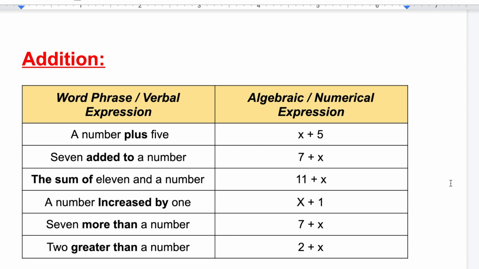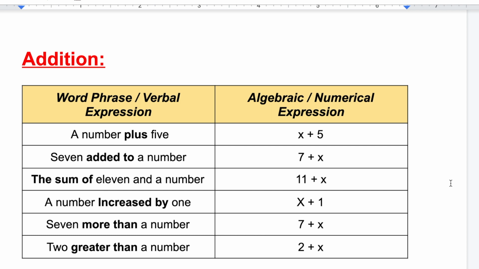It might be your age or my age or the cost of an item. So it might be the time, it might be something that I really don't know. It's a value of something. So whenever I say a number, you need to put x or y or any letter that comes to your mind. 7 added to a number.